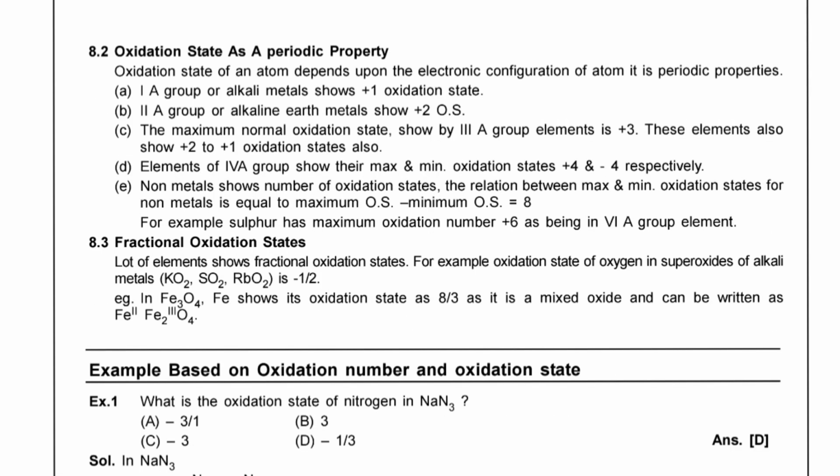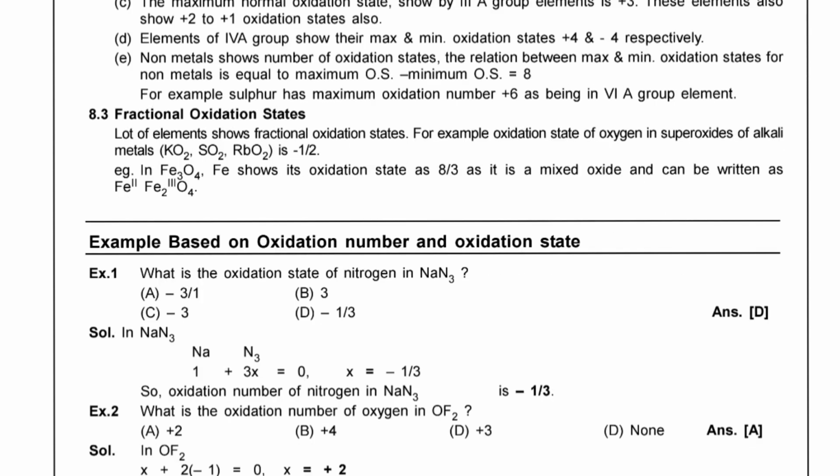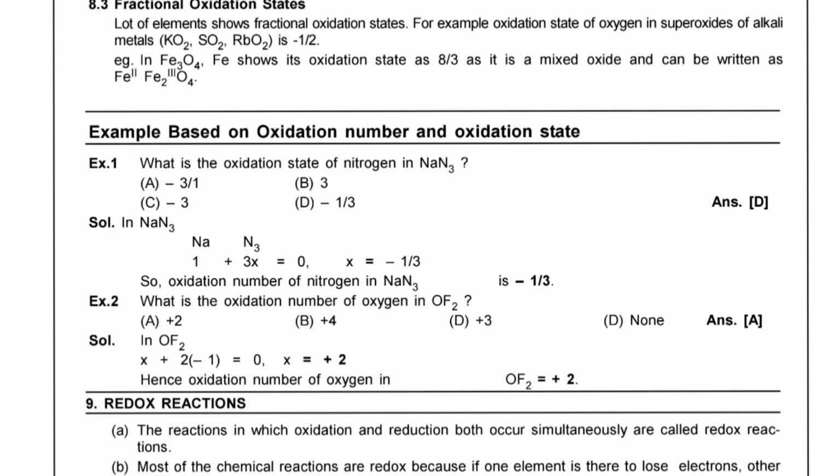Fractional oxidation states are present in KO2, SO2, and RbO2, where oxygen has an oxidation state of -1/2. These are sample questions related to oxidation number and oxidation state.